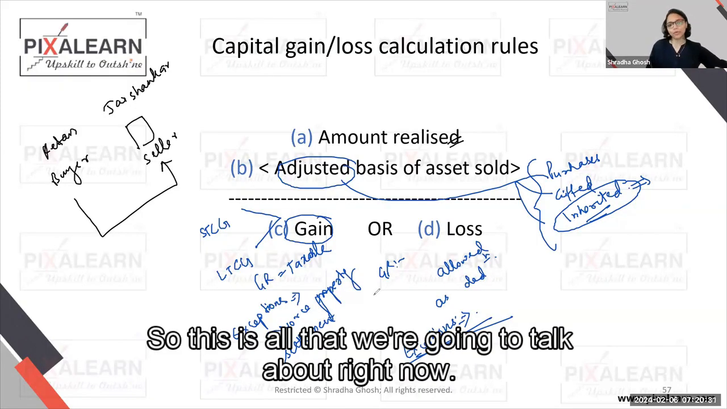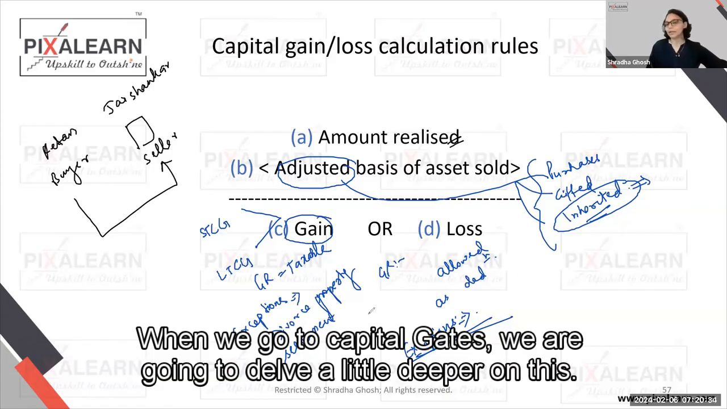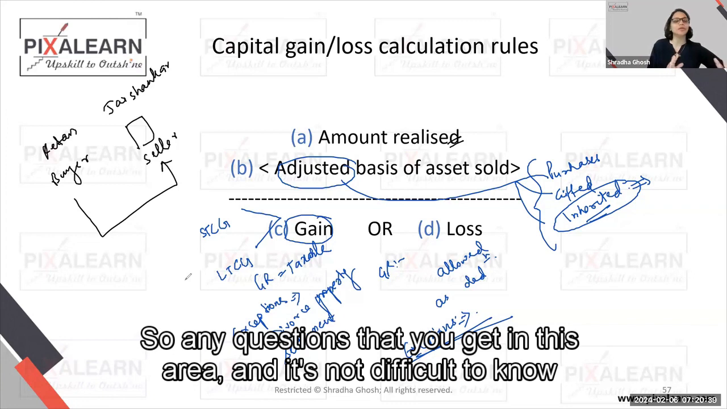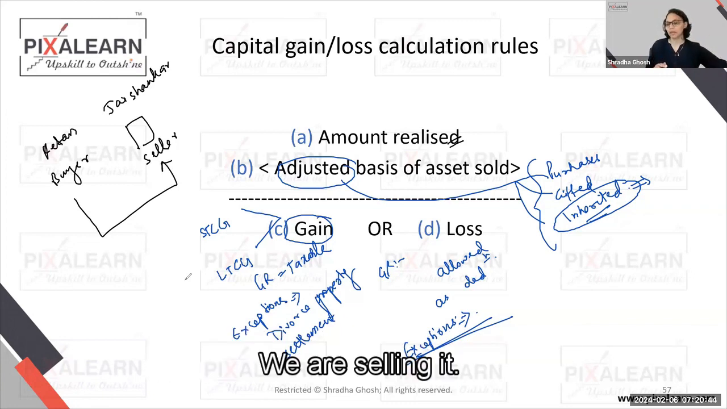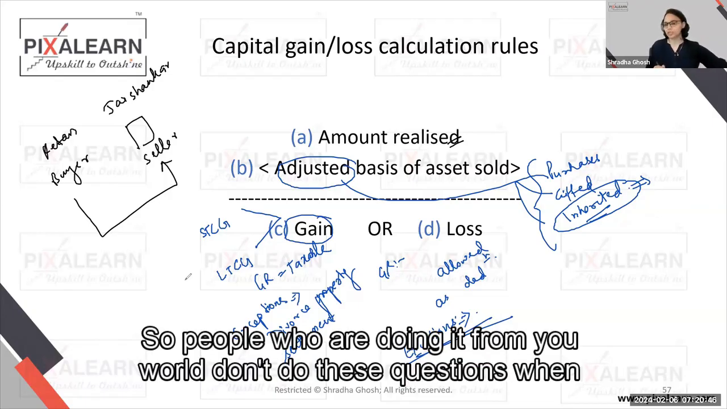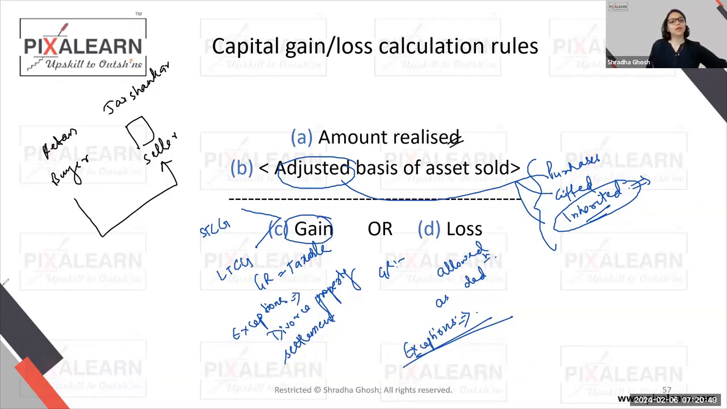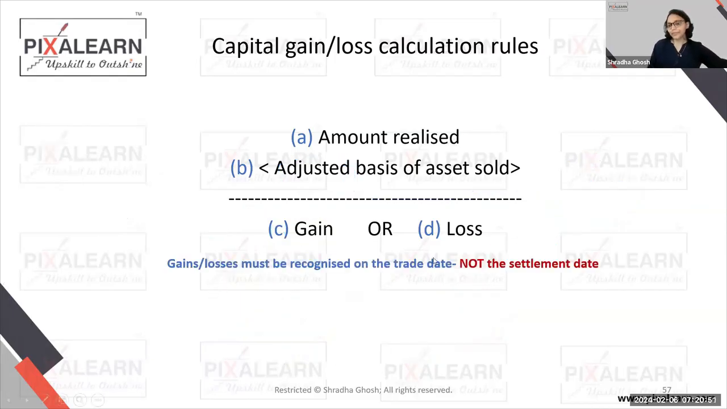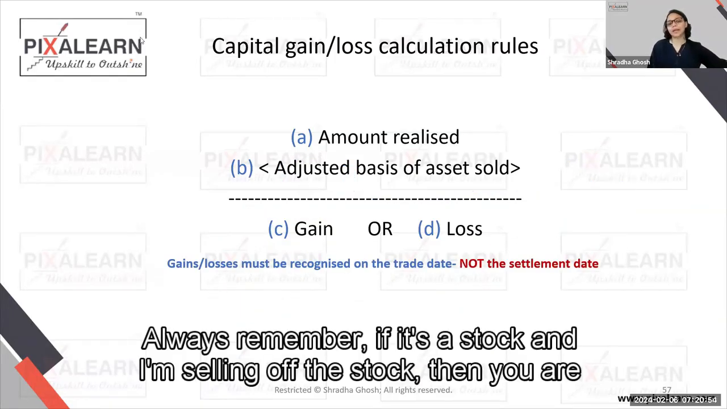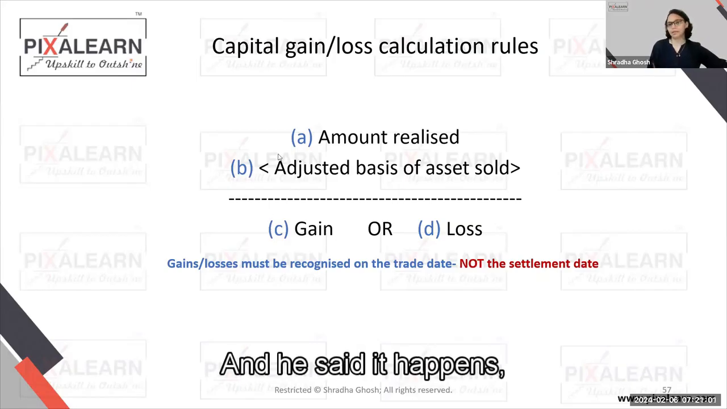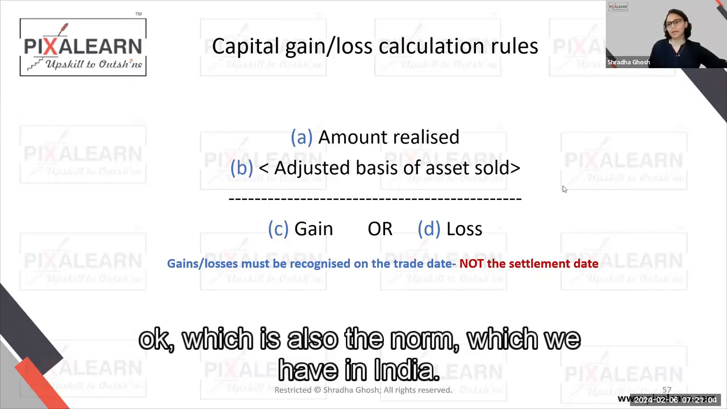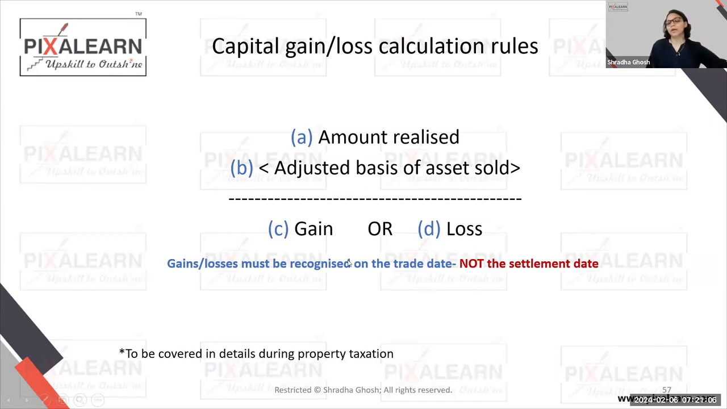Okay, so this is all that we're going to talk about right now. When we go to capital gains, we are going to delve a little deeper on this. Any questions that you get in this area, it's not difficult to know that this is capital gain. They will tell you this is a long-term property, land, stock, we are selling it. Always remember, if it's a stock and I'm selling off the stock, then you are always calculating the gains and losses on the date when the trade happens, not on the date when the settlement happens. Which is also the norm we have in India. So that's not an issue.